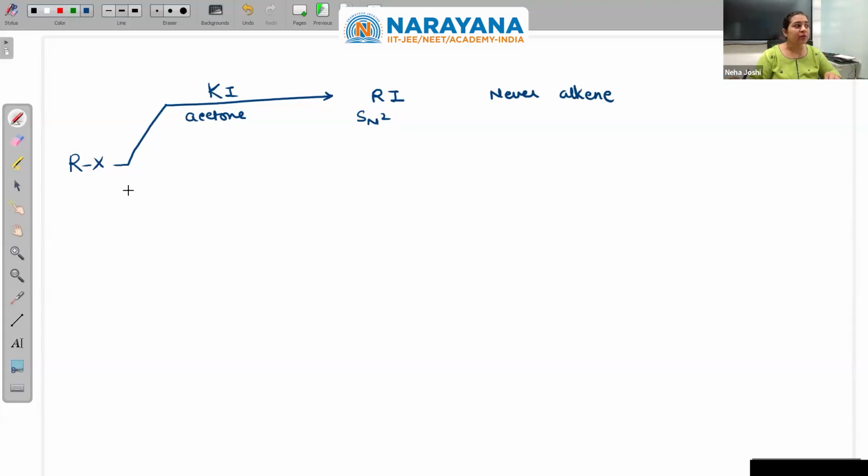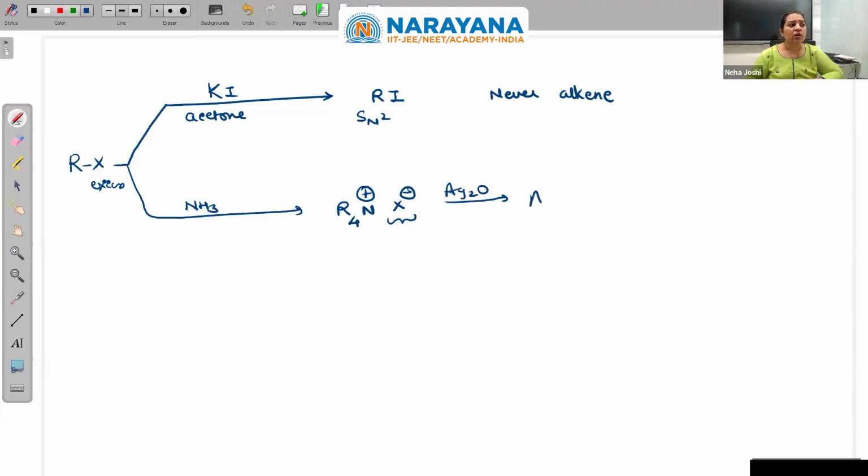Right? One more place, let me remind you where I minus failed to do elimination. For example, if I put here ammonia, I take excess of this and I take ammonia. I will get R4N positive and X minus. Usually, if I say this X is I minus, or whatever halogen, none of the halogens is capable of causing elimination. So we treat it with Ag2O, we remove AgX and we change to R4N plus OH minus. Do you remember which reaction I'm talking of?